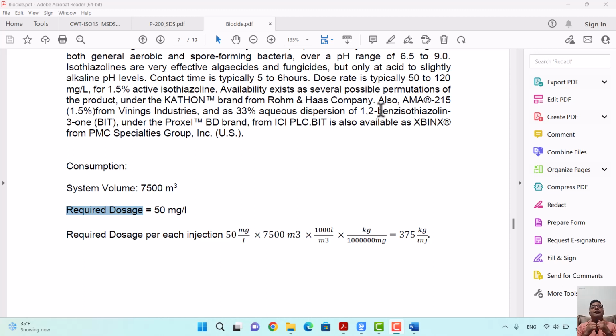So in 1 month, I need 2 injections, and in each injection, I need approximately 400 kilograms. Per month, I need 800 kilograms. And since every gallon contains 200 kilograms, for each month I need 4 gallons of isothiazoline to be purchased and brought to the site.